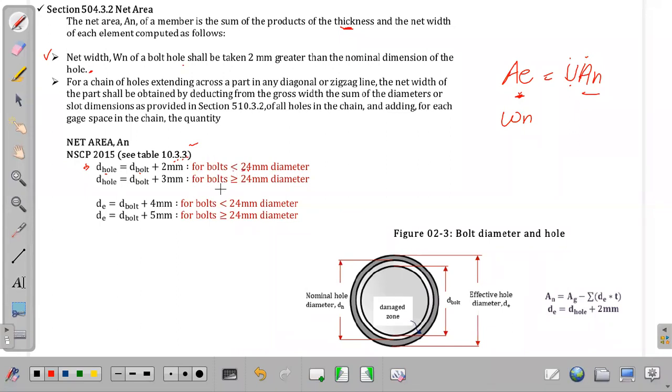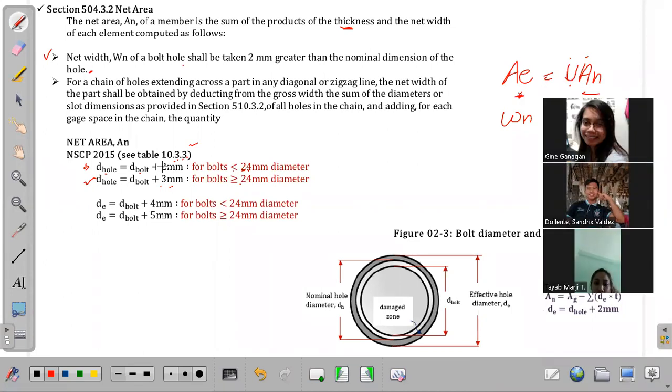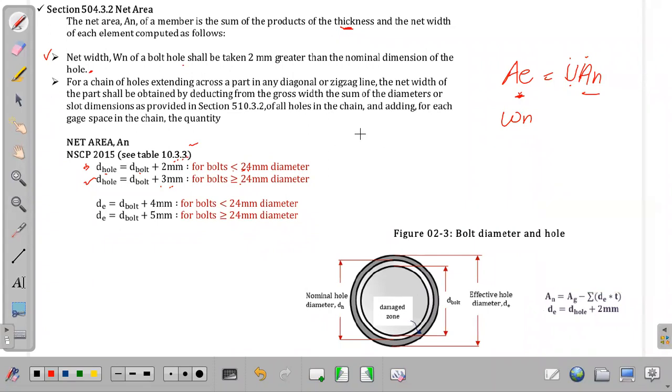So pagka malalaki naman yung diameter ng bolt mo which is greater than 24 mm, yung butas ng bolt mo, ang diameter ng hole mo is plus 3 mm. So diameter of bolt plus 3 mm. Pagka yung diameter of bolt mo is 27, ang magiging diameter ng hole mo is 27 plus 3. That is 30. Okay? So, iba yung diameter ng bolt, iba yung diameter ng hole. Okay?